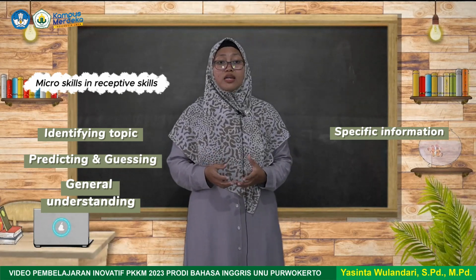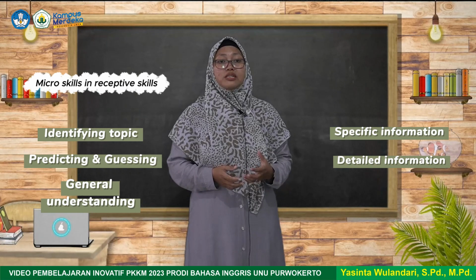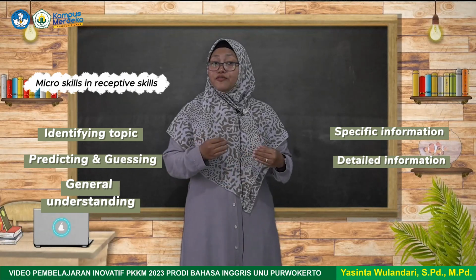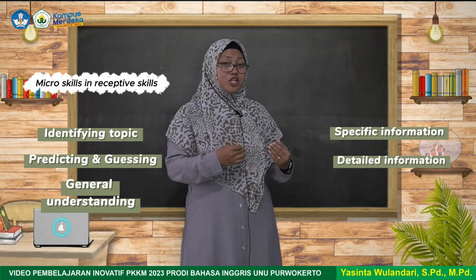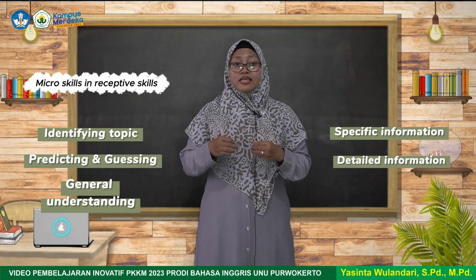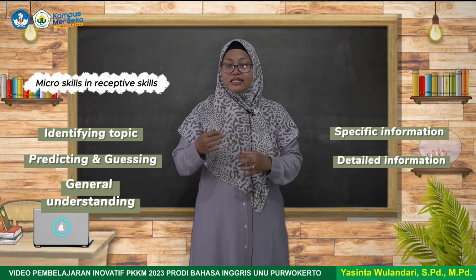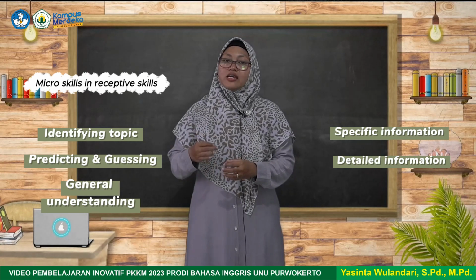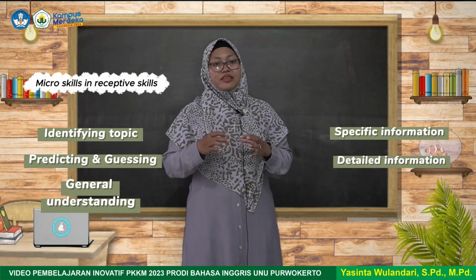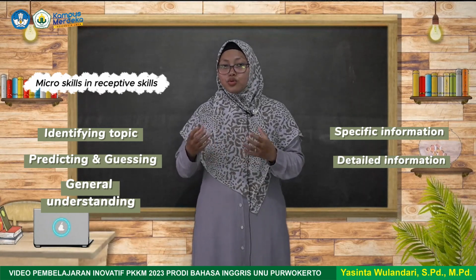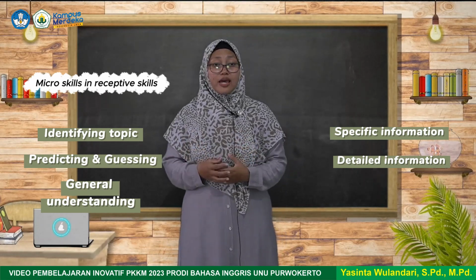And then the next one is reading and listening for detailed information. Different from reading and listening for specific information, students in this kind of micro skill can listen or read in a very concentrated way to everything that is said or written to get the whole information from the text.